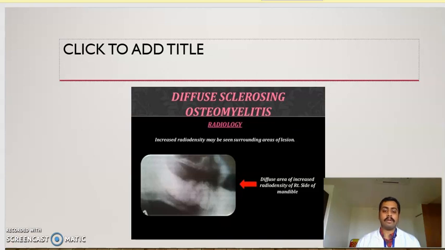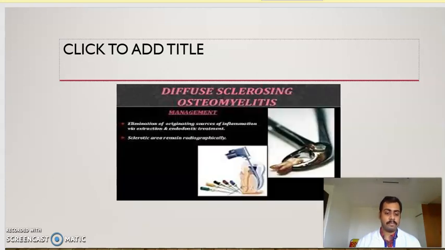Diffuse sclerosing osteomyelitis, when you look at the röntgenographic features, is characterized by the presence of increased radiodensity surrounding the areas of the lesion. In the radiograph, you can see a diffuse area of increased radiodensity on the right side of the mandible. When you look at the management, elimination of the originating source of the inflammation with extraction and endodontic treatment. Sclerotic areas remain radiographically.